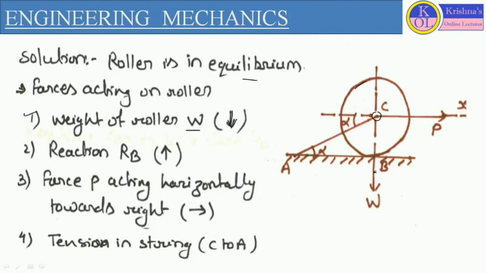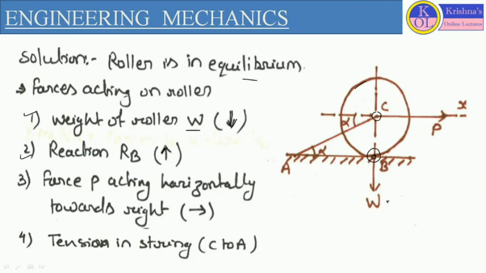Second, after weight, we have to consider the support point. So here B is the support point and all the supports we have to replace with the help of reaction. So at point B, we will define a reaction. So another force, that is reaction RB, and it will pass through the center only, or line of action of this reaction will pass through the center of the roller, but it will be in opposite direction of weight W.